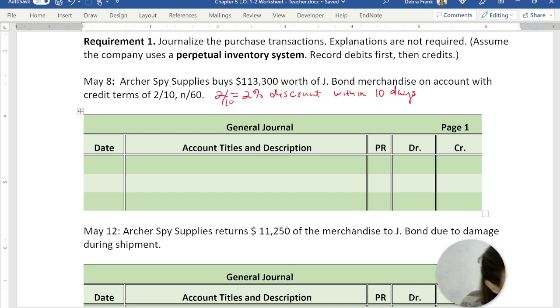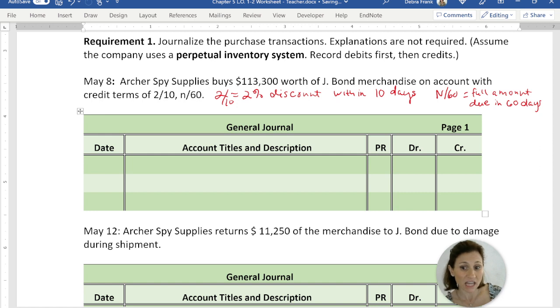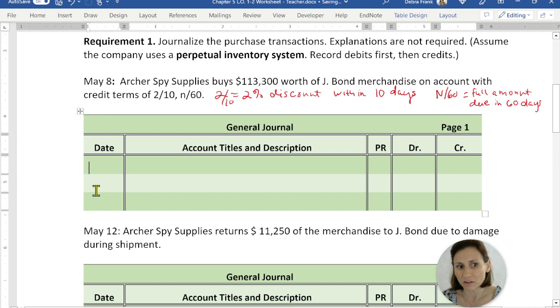All right, so let's write that down. Full amount due in 60 days. You can also see n/30, and that would be full amount due in 30 days. So those are the credit terms in this case. Okay, so let's stop doing that writing. Let's actually type, because that's neater that way, because I'm sloppy. And let's start doing our journal entry.